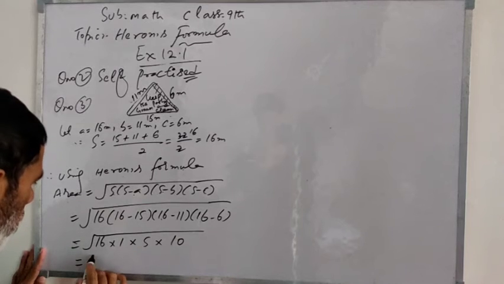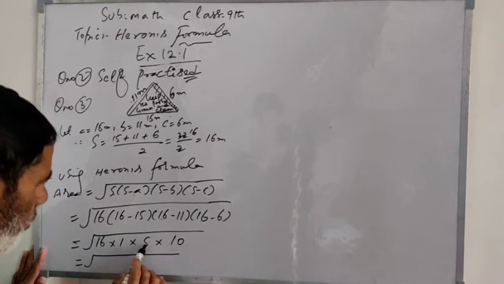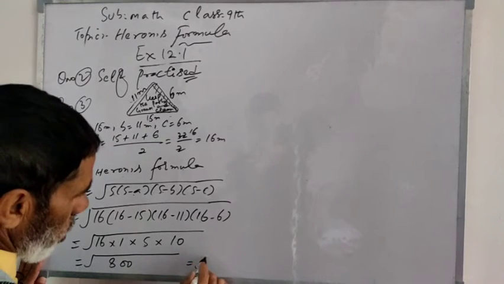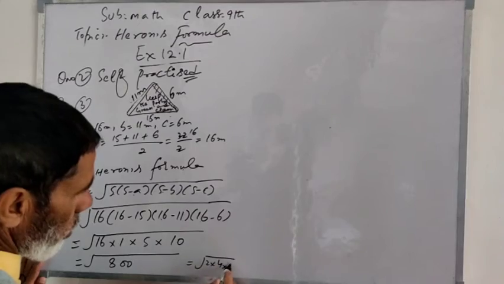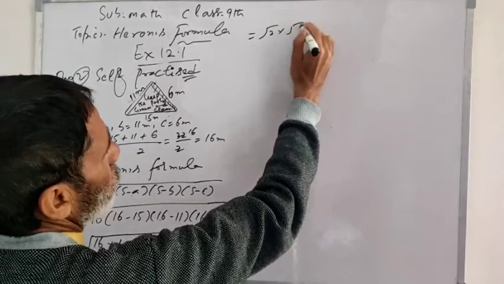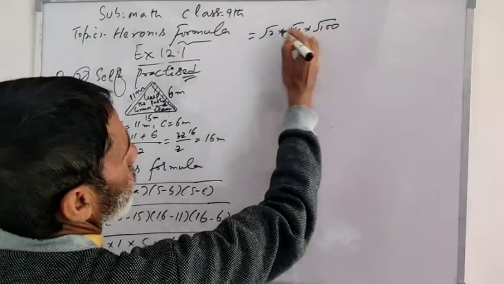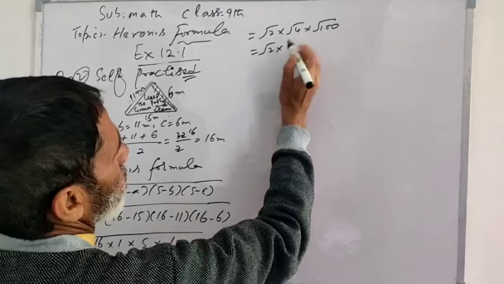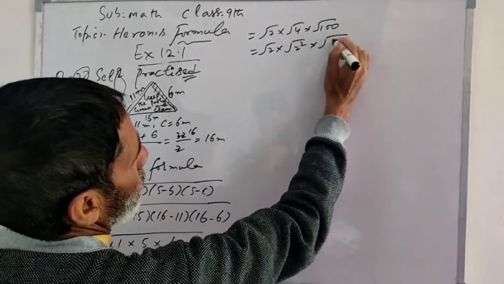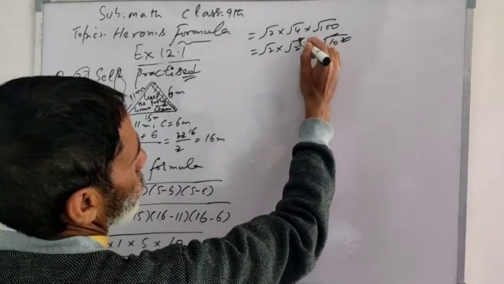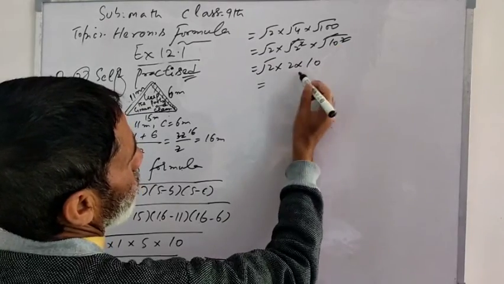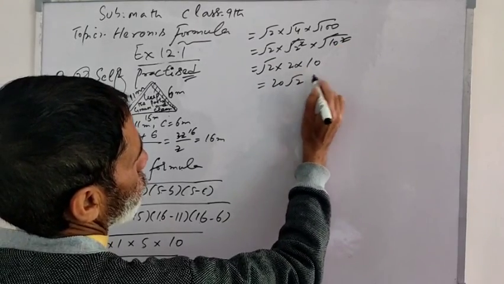Which will become 16 into 5 will be 80, into 10, root of 800, which will be equal to root of 2 into 4 into 100, which is equal to root of 2 into root of 4 into root of 100. Root of 4 is root of 2 square, root of 100 is root of 10 square. The square roots cancel. So root of 2 into 2 into 10, that will be equal to 20 root 2 meter square.